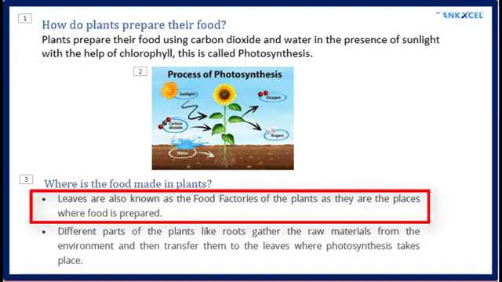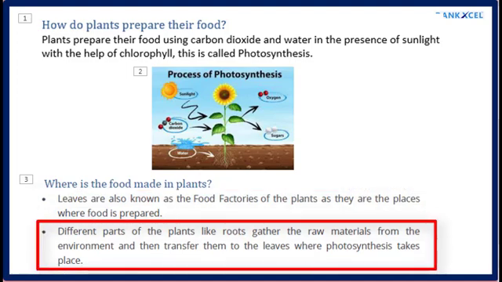Leaves are also known as the food factories of the plants, as they are the places where food is prepared. Different parts of the plants like roots gather the raw materials from the environment and then transfer them to the leaves where photosynthesis takes place.